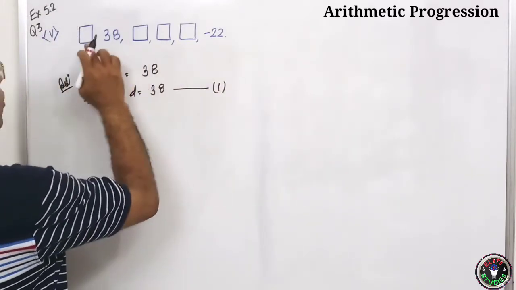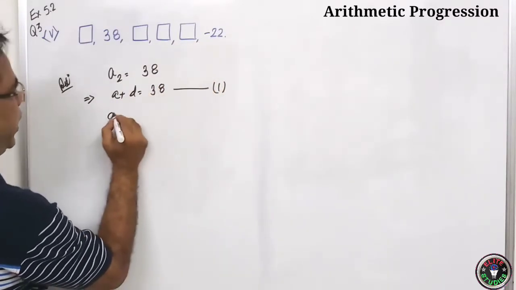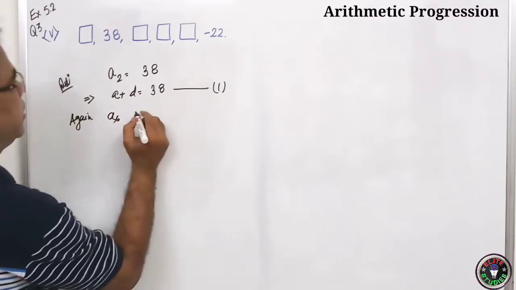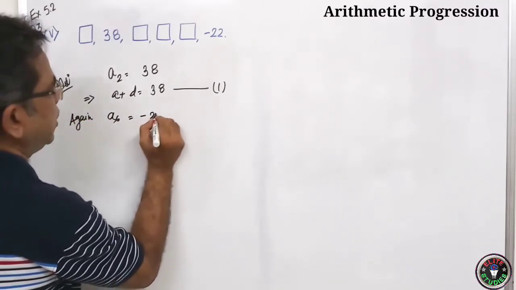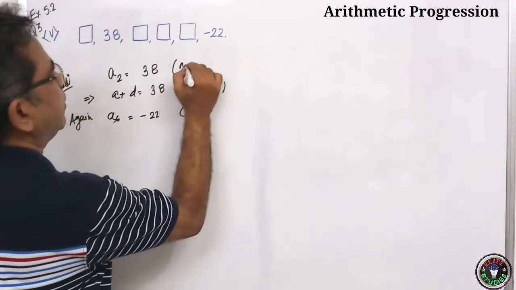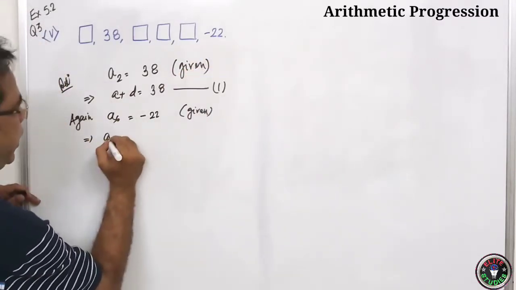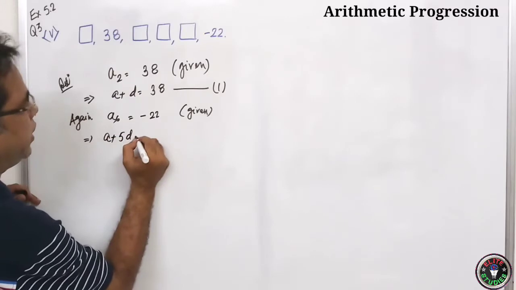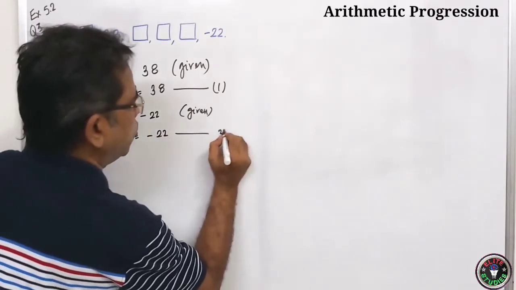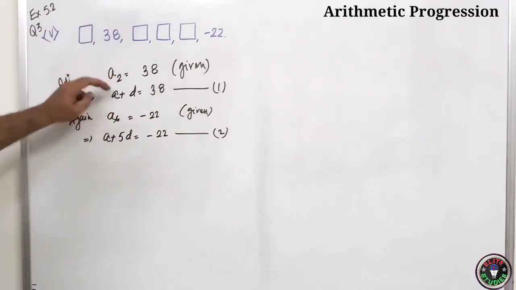And here A1, A2, A3, A4, A5, A6. A6 is equal to minus 22. This is given. So here it implies A plus 5D is equal to minus 22. This is equation number 2. Now by solving equations 1 and 2, we will get the values of A and D.